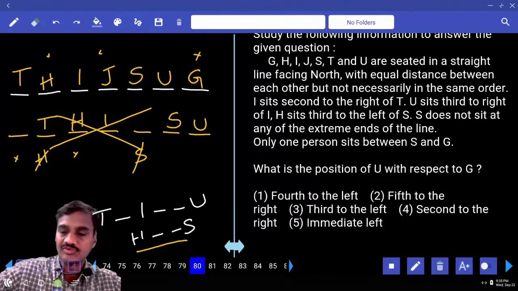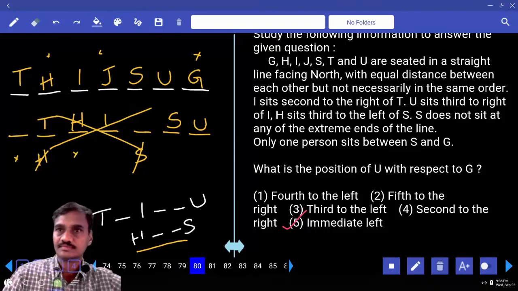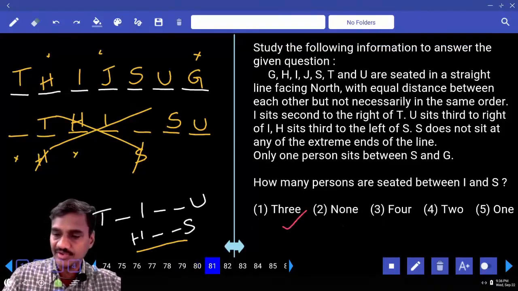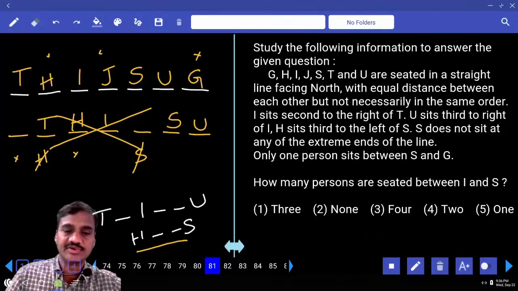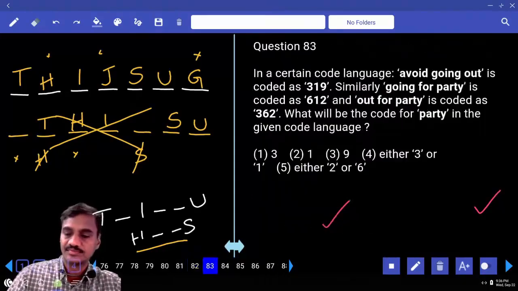And 80, what is the position of U with respect to Z? U is to the immediate left. Immediate left, choice 5. 81, how many persons are seated between I and S? In between I and S, there is exactly one person, choice 5, 81. 82, who among the following sits exactly in the middle of the line? Exactly in the middle of the line, J, that is choice 3, 82.